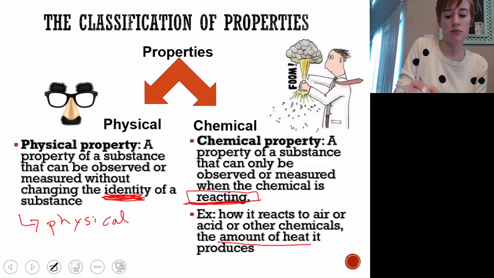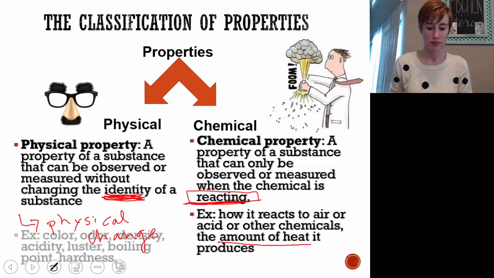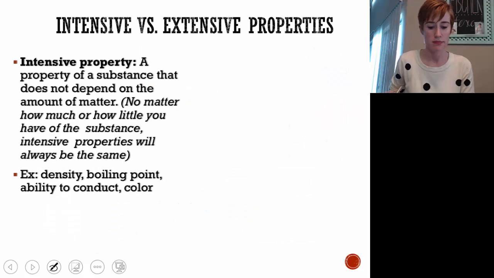For example, boiling point is an example of a physical property. I can measure the boiling point of water without actually changing the identity of water, right? I can boil water, and that's just a physical change. Those are some examples for physical properties and chemical properties.